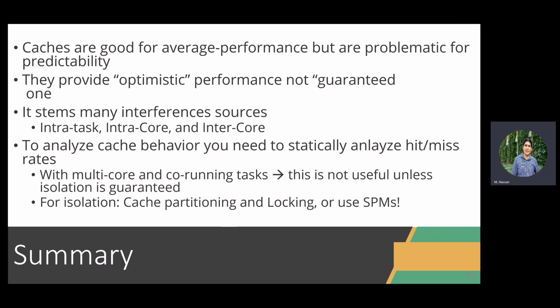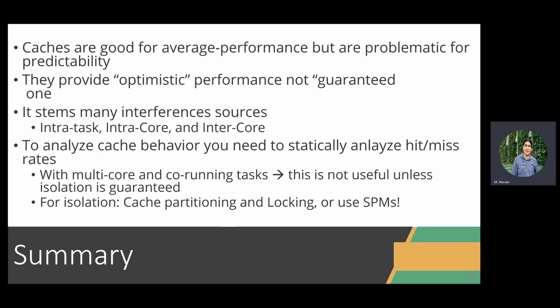If you were lost in all these details, the summary is the following. Caches are very good in terms of average case performance because of the concept of locality that we discussed, but very bad or problematic for predictability because they have huge variability in terms of access time. That's the first concept you need to make sure of. They provide you optimistic performance, but not guaranteed, because you are not guaranteed whether you have a hit or a miss.